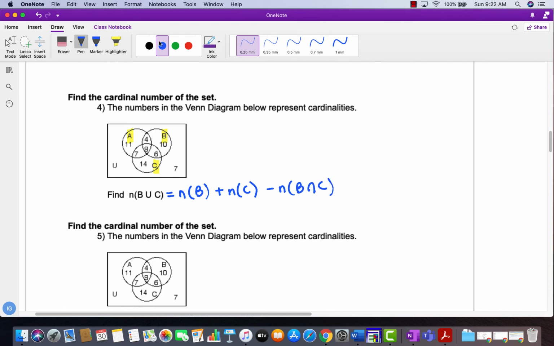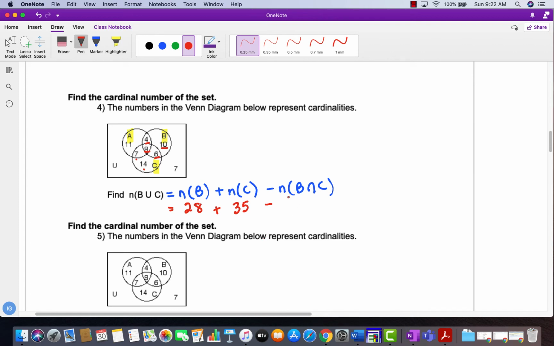All right, so I think we can do this. Number of elements in B will be 10, 6, 8, 4. And if we do the math and we add them together, that should be equal to 28. I'm going to do the same thing for C. The number of elements in C will be 6, 8, 7, and 14. In this case, that should give us 35. Double check my math, please.